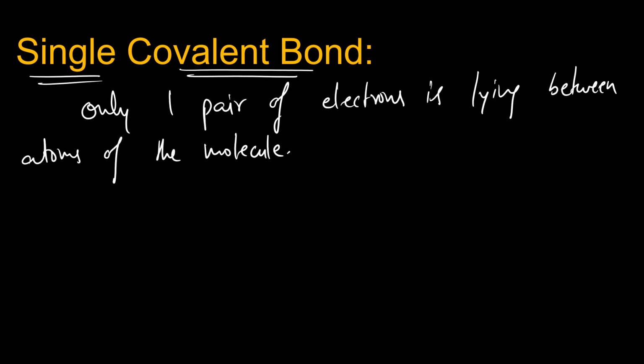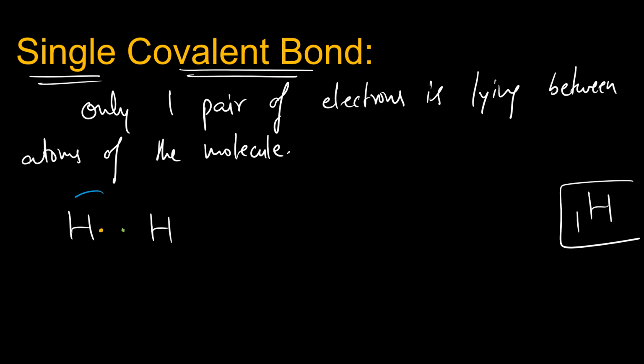Now let's see, if I have hydrogen, I know hydrogen has atomic number 1, so it has only one valence electron. Now let's draw its Lewis dot diagram. Similarly, the next hydrogen also has one valence electron. So they both are going to share their one electron.